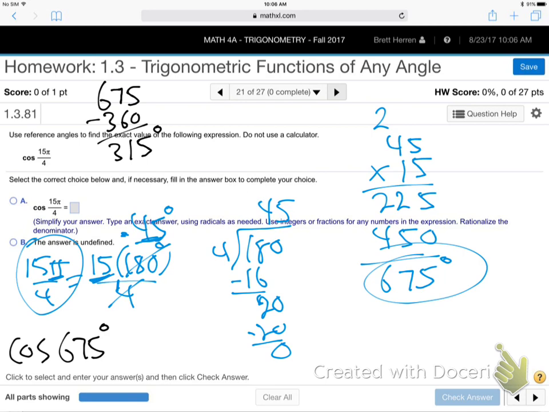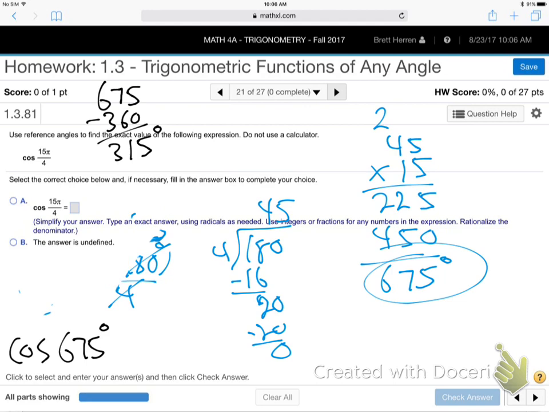315. Oh, yeah, I said it was 3 pi. I was wrong. It's 7 pi over 4. Anyway, whatever. 315 degrees. We good to there? 315. Can I erase some of this? You guys okay? Copy down.